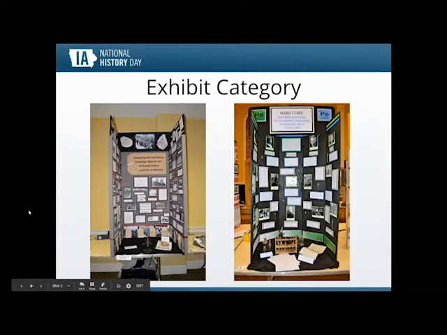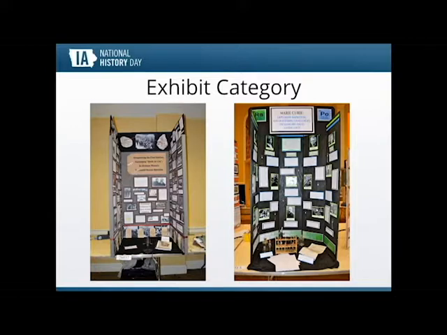The exhibit category. An exhibit is a visual representation of your research and interpretation of your topic's significance in history. The analysis and interpretation of your topic must be clear and evident to the viewer. Labels and captions should be used creatively with visual images and objects to enhance the message of your exhibit. The exhibit category is three-dimensional and is displayed on a physical structure, usually on an 8-foot table at the contest or a round table at the contest.